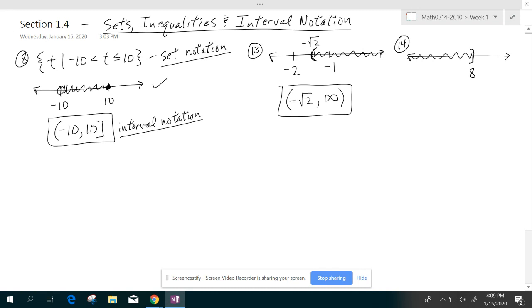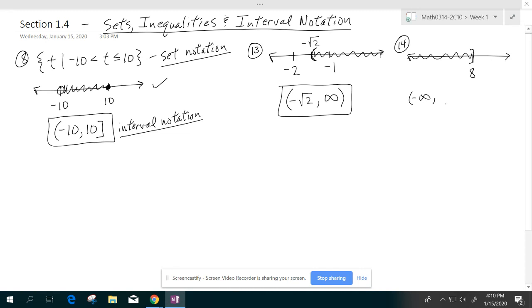Number 14 is exactly like number 13, but it's different. It's exactly the same, but it's different. They still give me a number line. They still want the interval notation, but the shading is different. Okay? So I need the interval notation. Where does the shading start? At negative infinity. The reason is because you have to go from left to right.